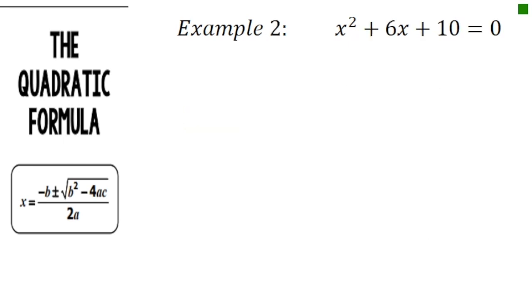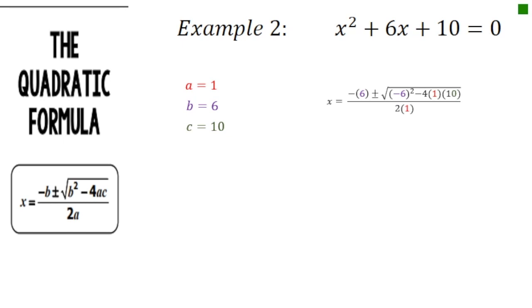Let's look at example 2. Is this set to 0? Yes, it is, so no need to rearrange anything. Time to identify A, B, and C. A equals 1. What does B equal? 6. What does C equal? 10. Let's plug it in. Pause here if you need to copy this down or to understand how that was plugged in.